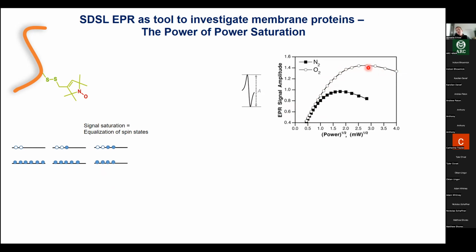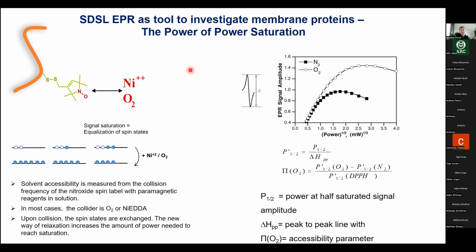And when saturation effects start to appear depends on how fast the system can relax back so that you can excite it again. So the idea in power saturation for membranes is you add a paramagnetic collider, either nickel or oxygen. And if a paramagnetic collider collides with our spin label, we can actually exchange spins. So you have a new fast way of relaxation, which means you can put more power in before you reach saturation. And this is what you see here.